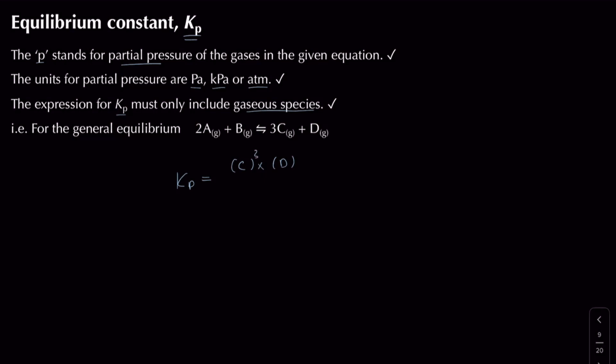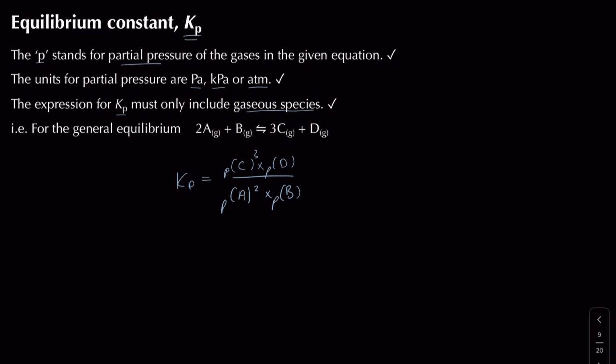But this time I'm going to have a small p next to C and D. So I'm going to have the partial pressure of C times by the partial pressure of D, divided by the same thing with my reactants. So I've got A squared, in circular brackets as well, times by B. And don't forget, I'm going to have some small p's there as well. That's the second difference. So there's my expression for Kp.